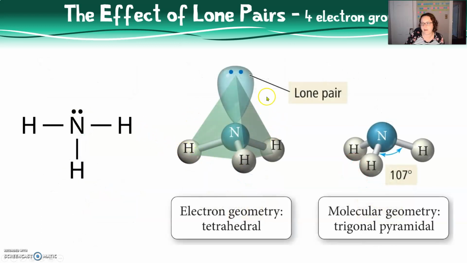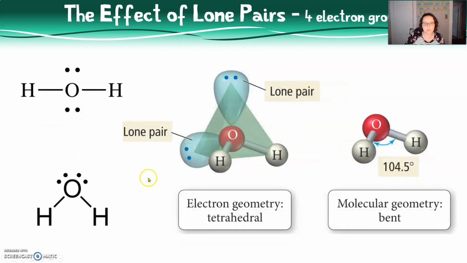Ammonia with 1 lone pair has a trigonal pyramidal molecular geometry, but will still have bond angles close to 109.5 degrees due to being part of the tetrahedral electron geometry family. However, the bond angle is a little less due to the increased repulsion by the 1 lone pair.